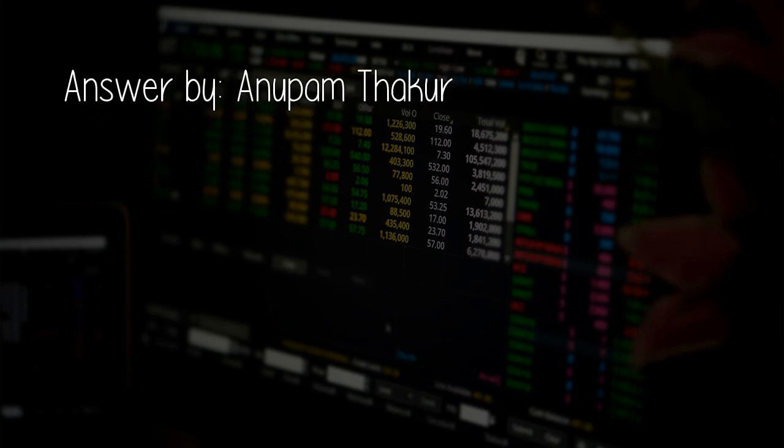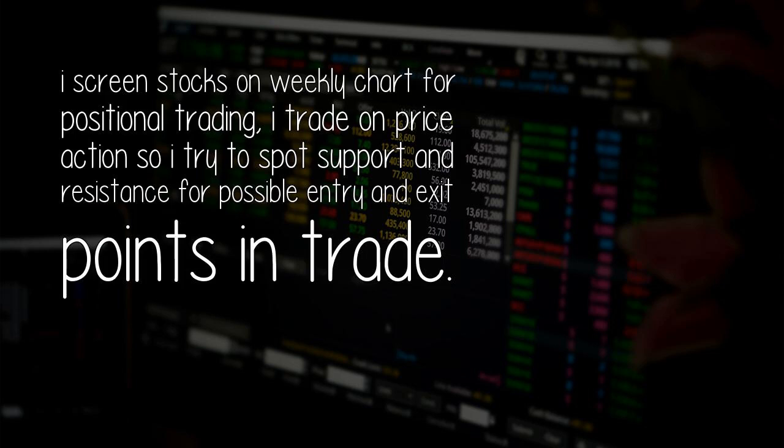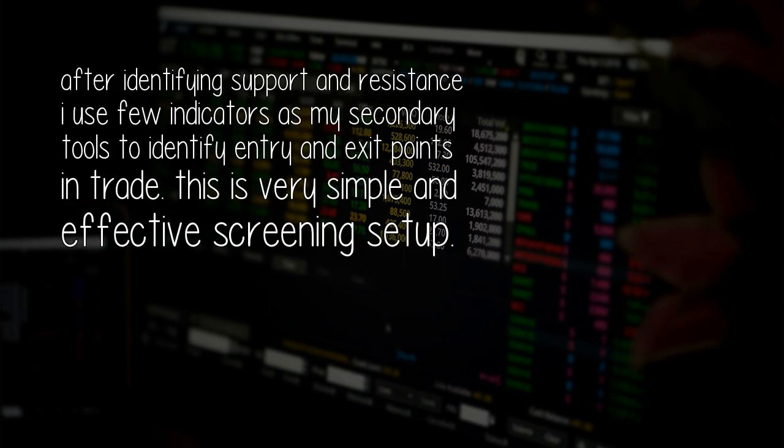Answer by Anupam Thakur. Positional trading. I screen stocks on the weekly chart for positional trading. I trade on price action, so I try to spot support and resistance for possible entry and exit points in a trade. After identifying support and resistance, I use a few indicators as secondary tools to identify entry and exit points. This is a very simple and effective screening setup.